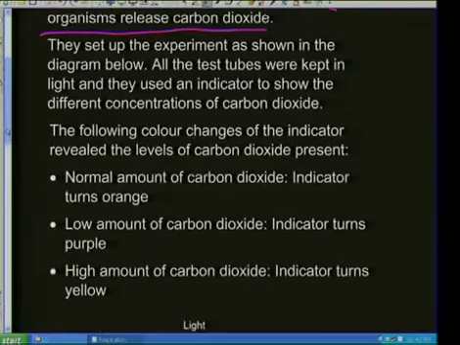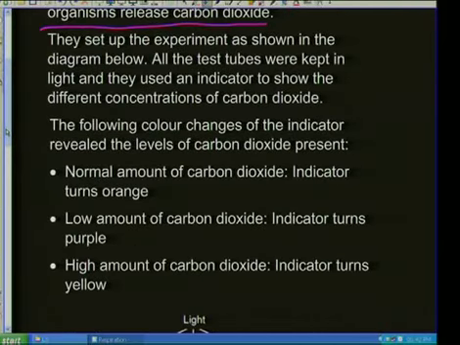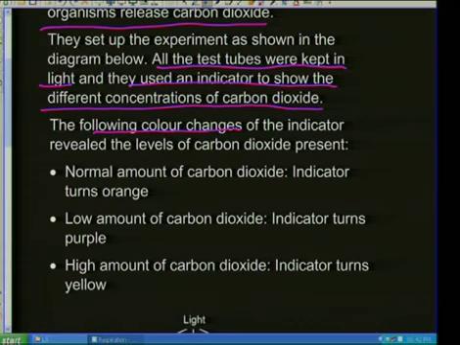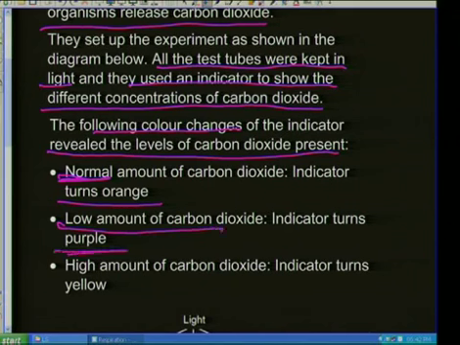Now they go further to say, they set up the experiment as shown in the diagram below. All the test tubes were kept in the light, and they used an indicator to show the different concentrations of carbon dioxide. The following color changes of the indicator revealed the levels of carbon dioxide present. Normal carbon dioxide, indicator turns orange. Low amount of carbon dioxide, indicator turns purple. High amount, indicator turns yellow.